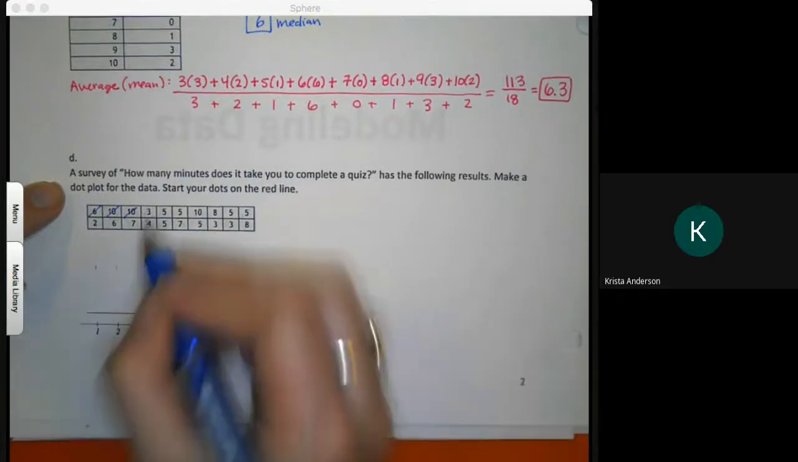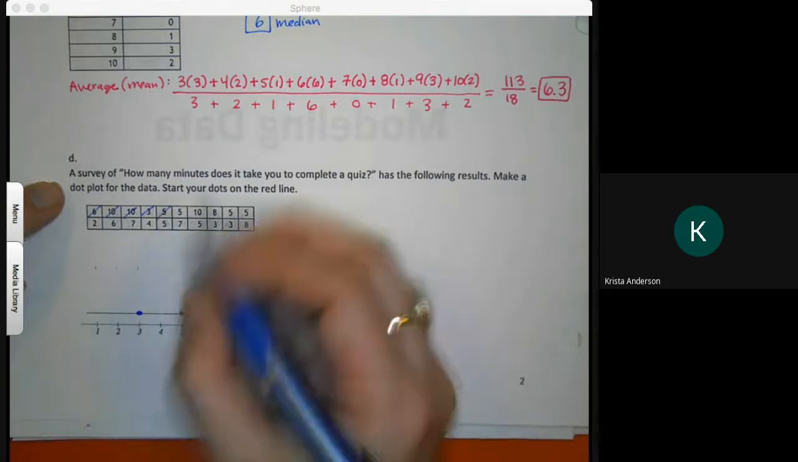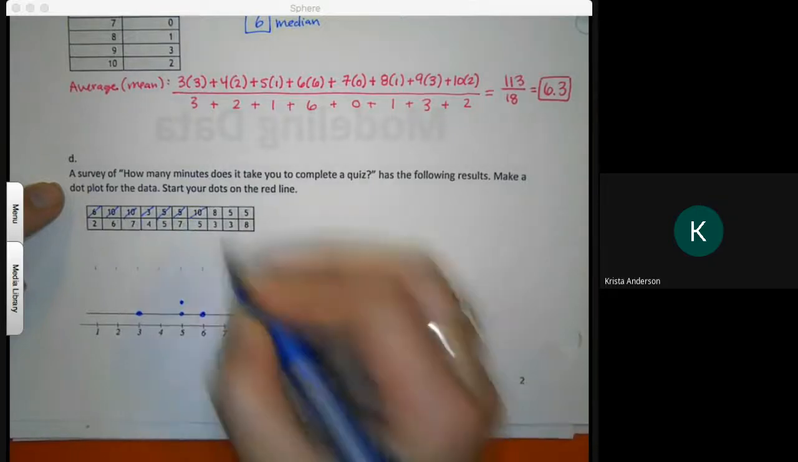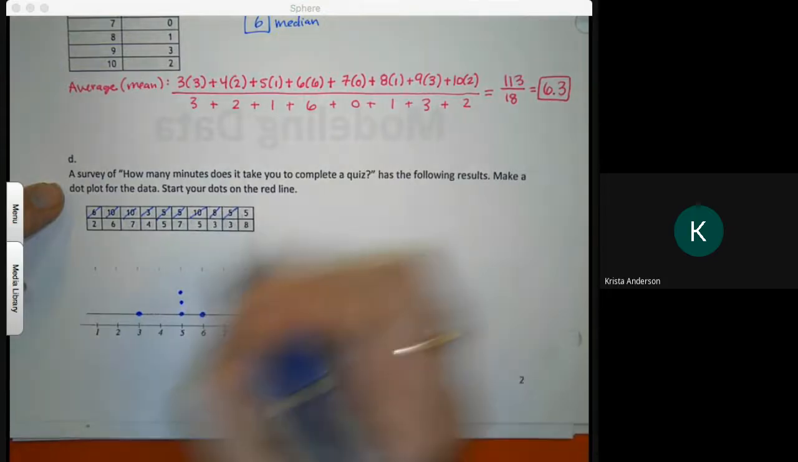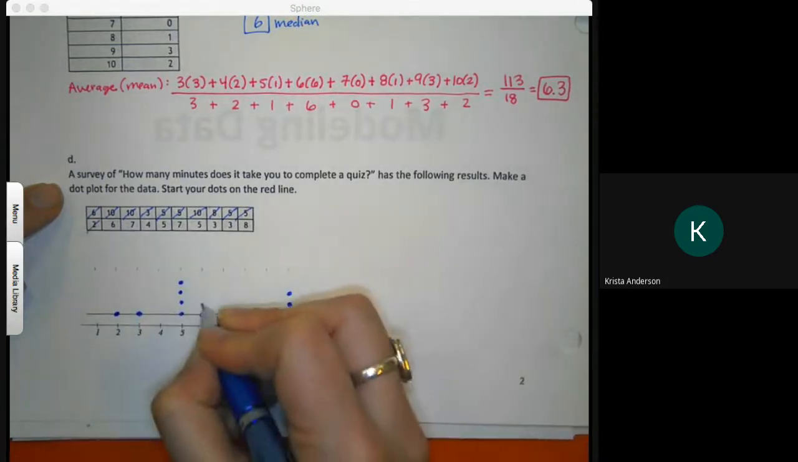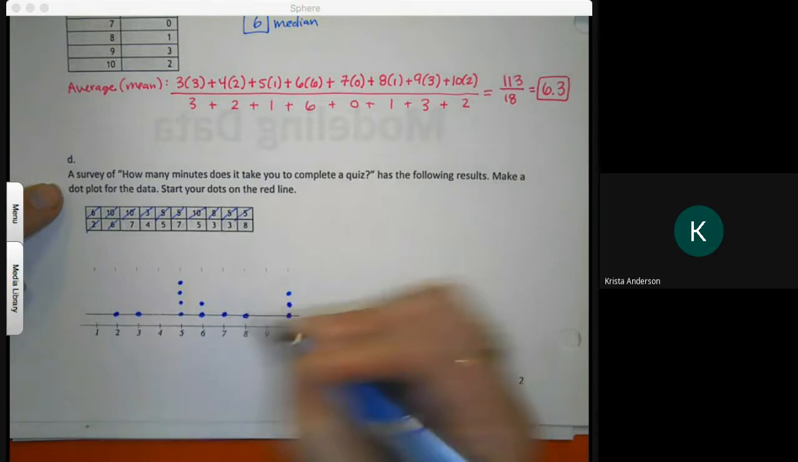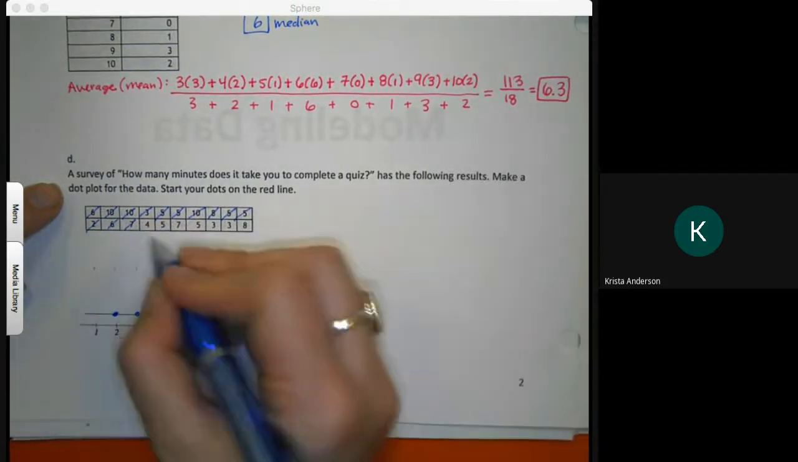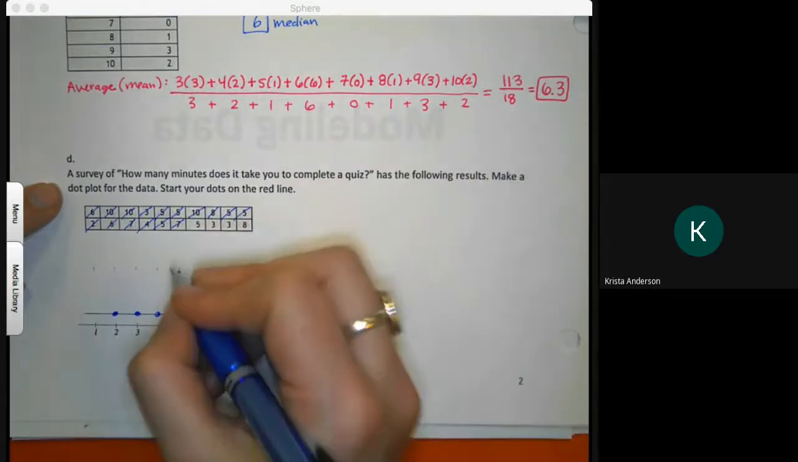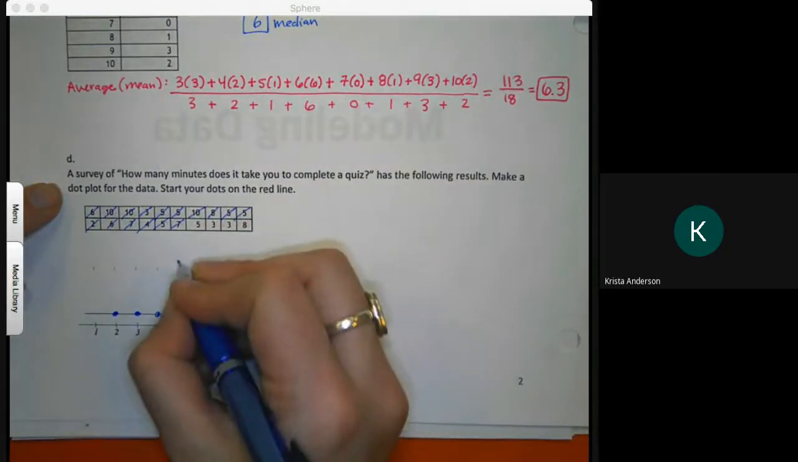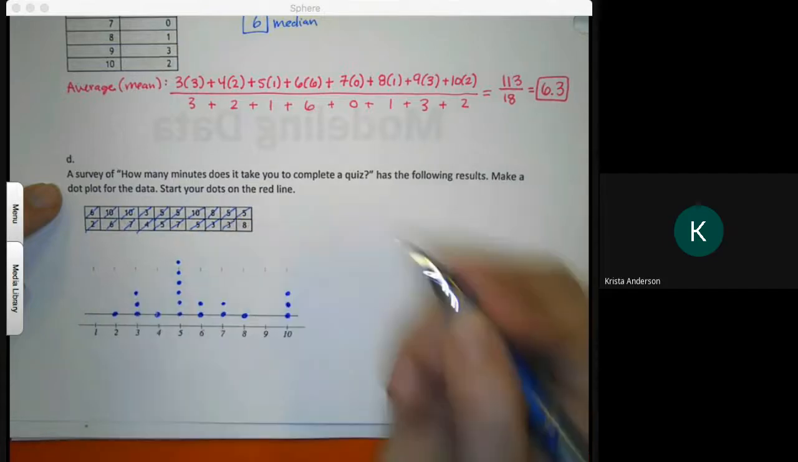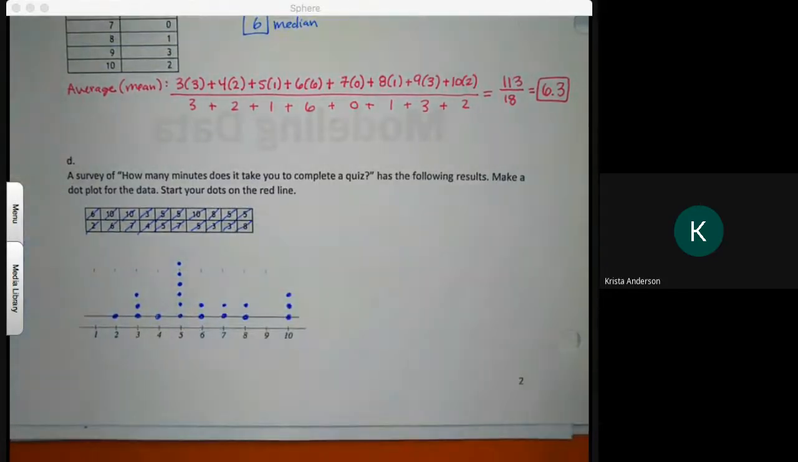3. 5. 5 again. 10 again. 8. 5. 5. 2. 6. 7. 4. 5. 7. 5. 3. 3. And 8. There's that plot.